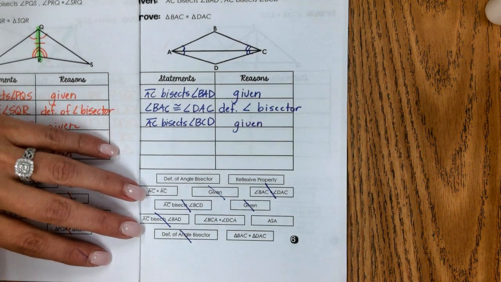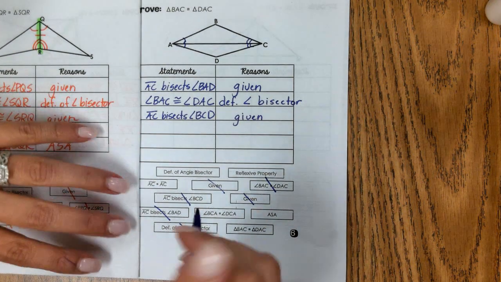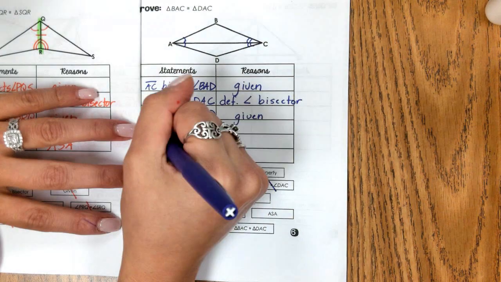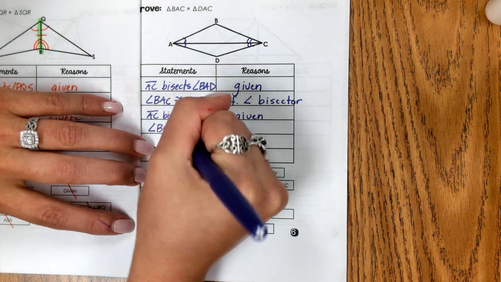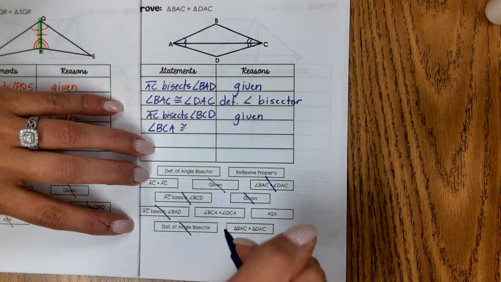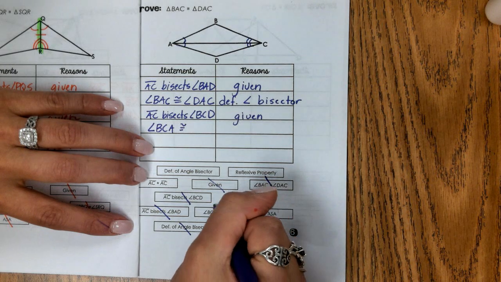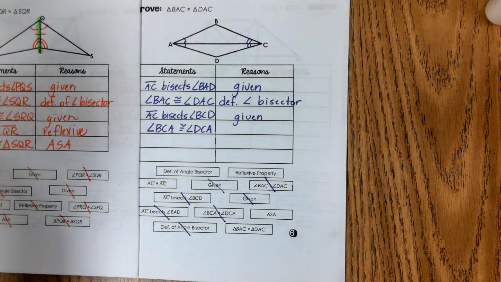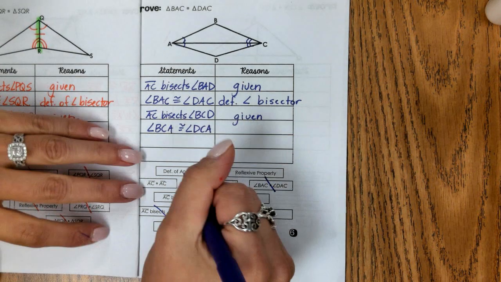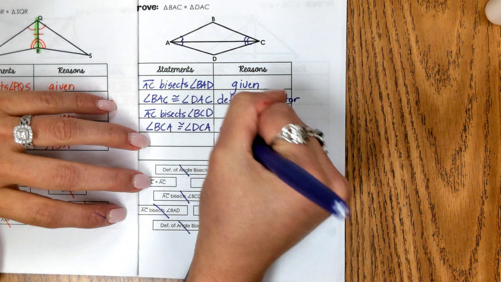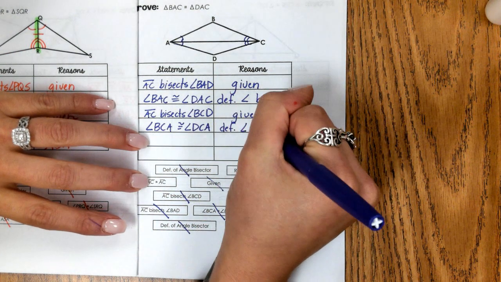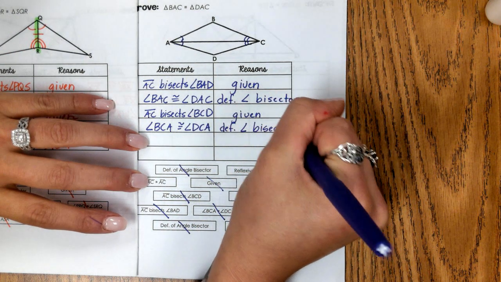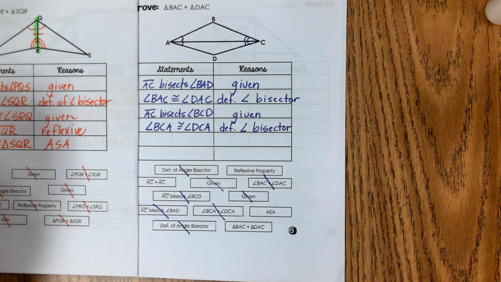Okay, and that tells me that angle BCA is congruent to angle DCA. And that is again the definition of an angle bisector, because an angle bisector cuts the angle into two congruent pieces.